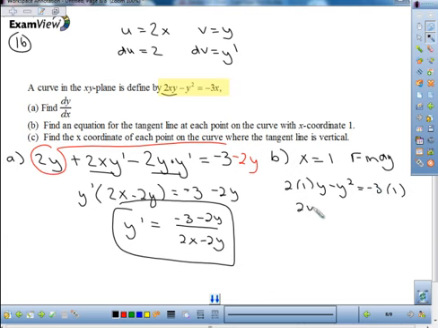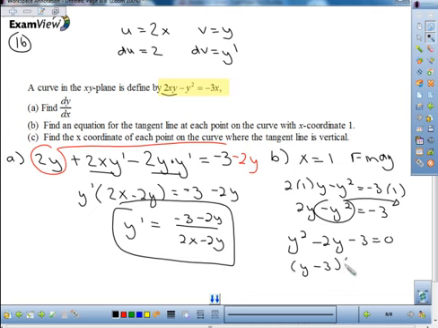I'm going to have 2y minus y squared equals negative 3. So what I'm going to do is add y squared to both sides, and subtract 2y from both sides. So I get y minus 3, y plus 1. So I'm going to have 2 points, y equals 3 and y equals negative 1.